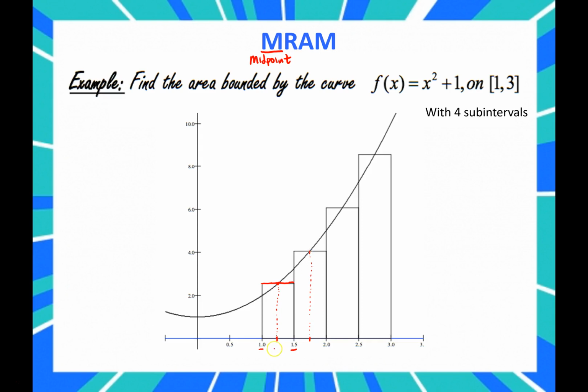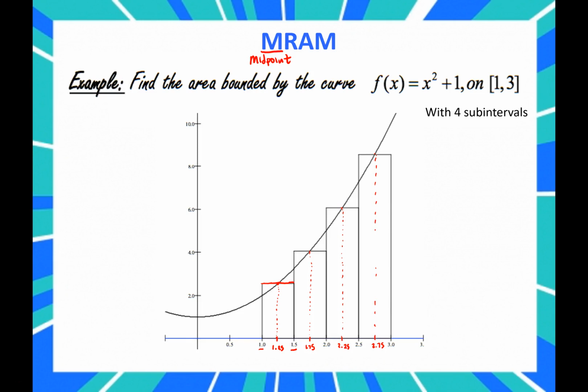All right, so what is this x value right here? It's a 1.25. This one here is a 1.75. This one here would be a 2.25, and this one here would be a 2.75. And again, you are using the height of those x values that are right in the middle. So you're using that height. Keep going up. You're using that height.